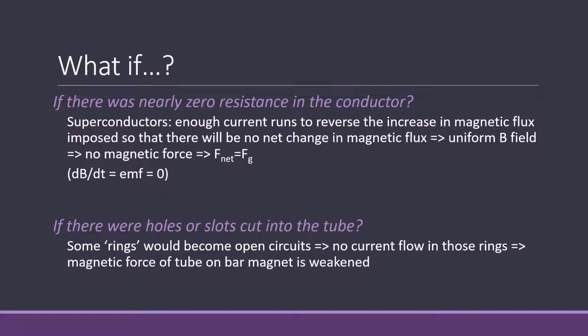What if there were holes or slots cut into the tube? Some of the rings would become open circuits and no current would flow in those rings, so the magnetic force of the tube on the bar magnet is weakened overall.